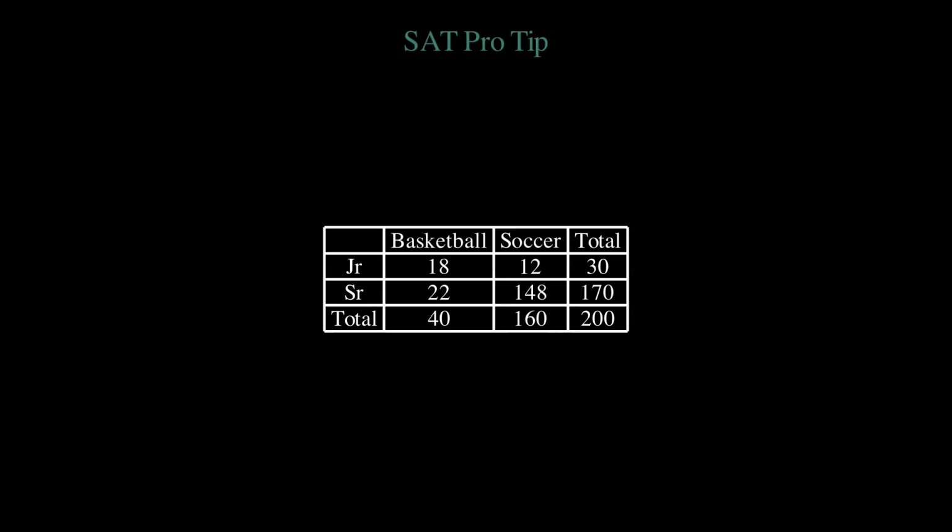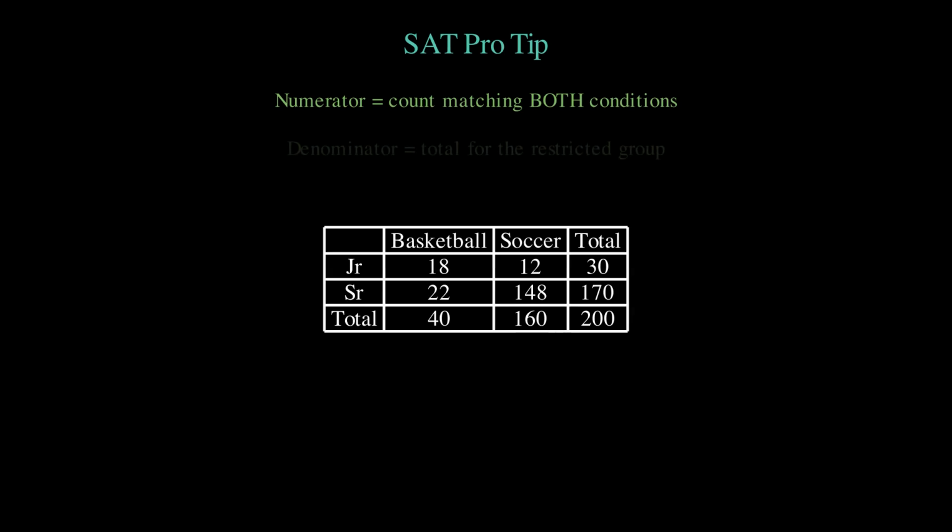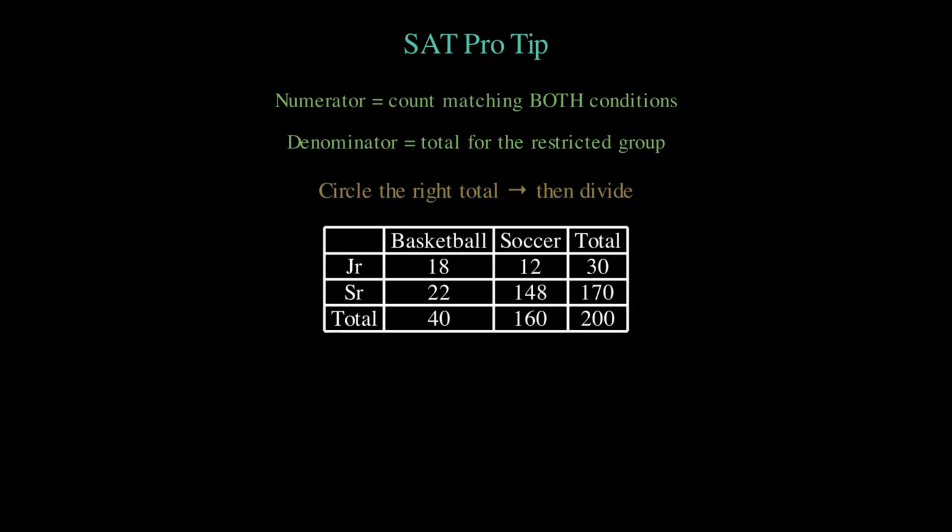SAT pro tip: before you divide, write what the fraction means in words. Numerator is the favorable overlap. Denominator is the total for the group you were told to restrict to, which might be row total, column total, or grand total. If you circle the right total on the table, most two-way table problems become arithmetic you already trust. Before you simplify a fraction, rewrite it as count matching the story divided by total for the correct group.